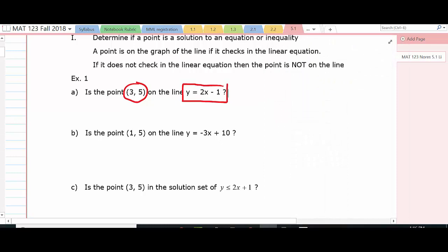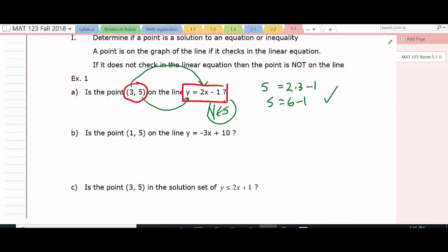How would you do this without technology? How would you know it's on the line? You'd plug it in, exactly, okay? Because what you do is x is 3, and then y is 5. If it works, if it checks, then it's a solution. So you would just have 5 equals 2 times 3 minus 1. So that's 5 equals 6 minus 1. So that would be yes, that point's on the line. Okay, that's what a line is: it's a picture of all the solutions of the equation. That equation has an infinite number of solutions, but they all fall on that line. That's the idea. So that's the way we're going to do these.